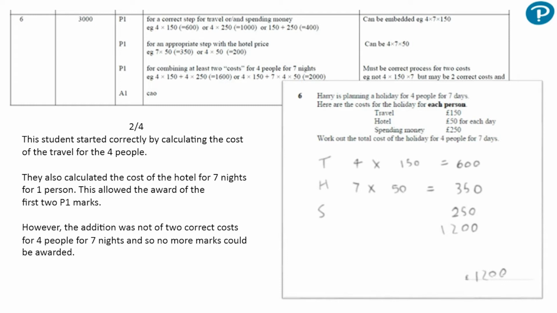But then their addition was not 2 correct costs, which is really harsh. But it had to be at least 2, and it had to be the correct cost. And if you look at the additional column there, it says maybe 2 correct costs, so they were only able to get 2 out of 4. So looking at that right-hand column is really useful.